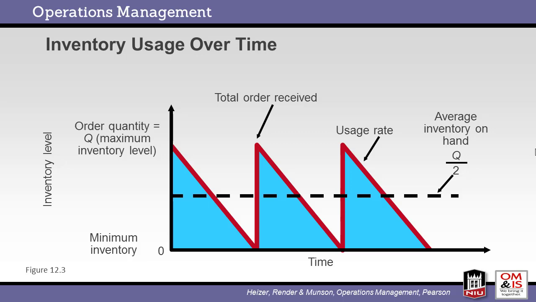Here we see the expected sawtooth model of inventory quantity in stock over time. When new material, quantity Q, is received, inventory jumps up to that level. Inventory is gradually used at a constant rate until fully depleted. The average inventory on hand is simply Q divided by 2.